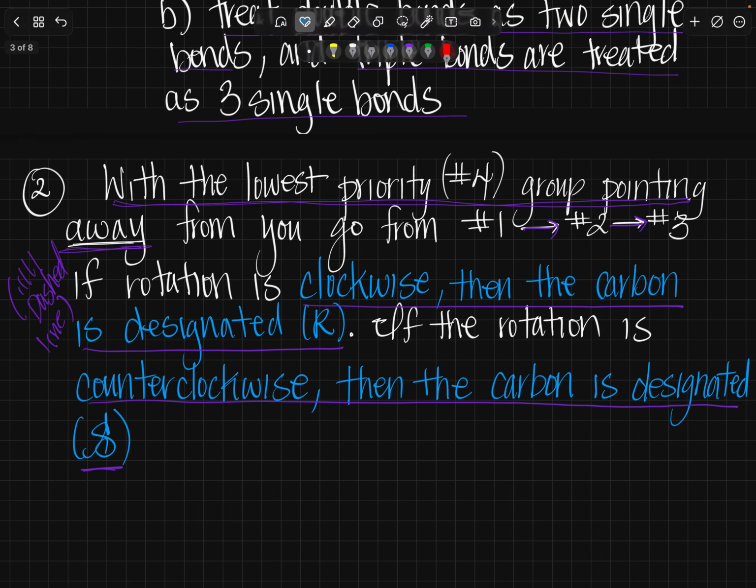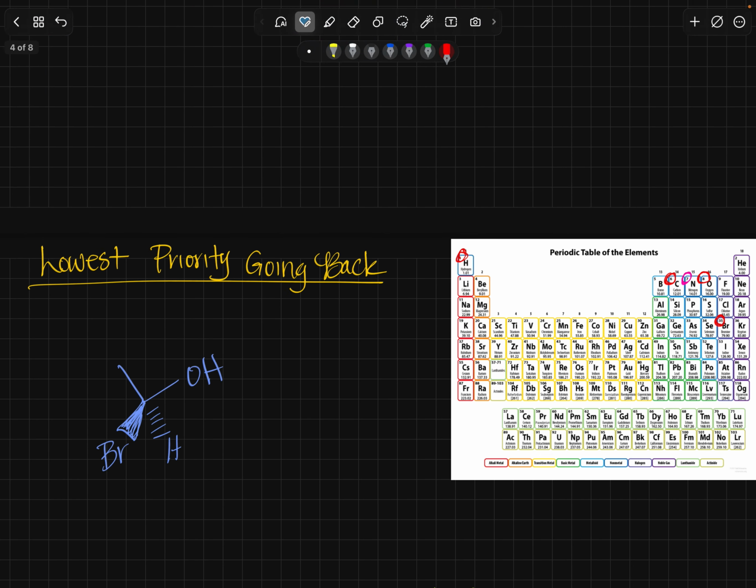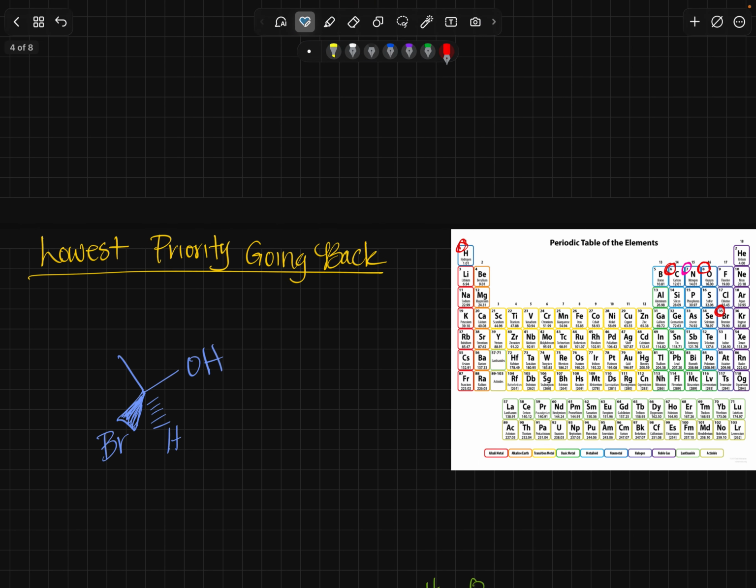Let's look at some examples, with the lowest priority group going back. So, we're going to assign priority groups. The way we do this is based off the periodic table, and we use in particular the atomic numbers. For bromine, it's 35, chlorine 17. So those are the atomic numbers that we're going to be using for this.